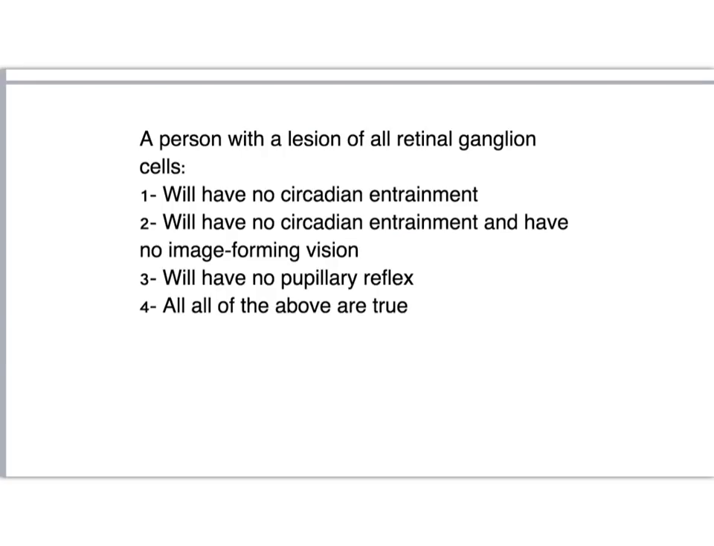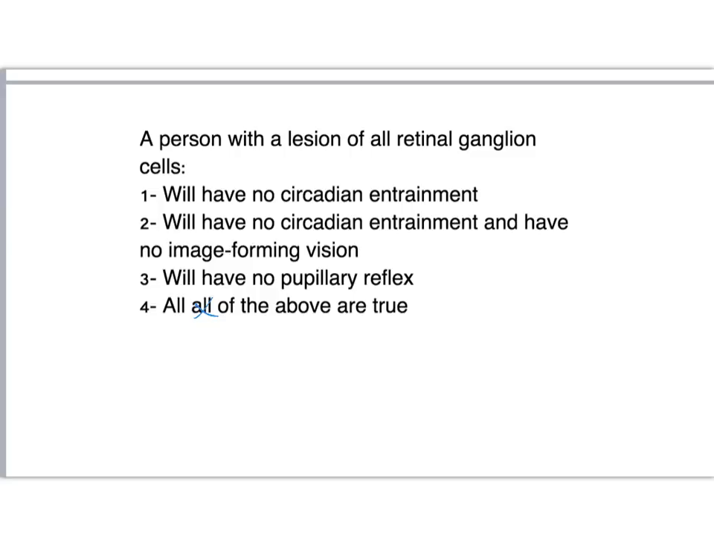So these are just some general questions that you need to consider when you review this lecture. Of course, I will answer these questions later in review sections, or if you post them on the discussion forum. So a person with a lesion of the retinal ganglion cells will have no circadian entrainment, have no image-forming vision, will have no pupillary reflex. All of the above are true.